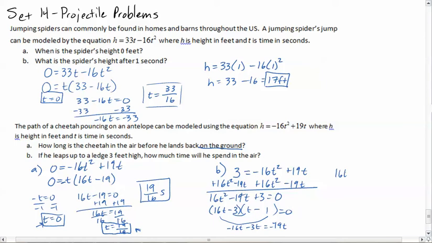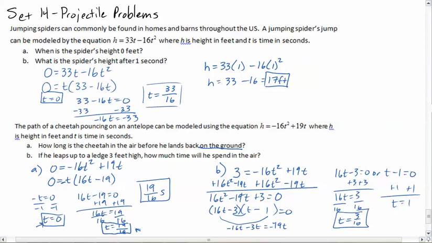So either 16t minus 3 equals 0, or t minus 1 equals 0. So either one of these will work. We'll add 3 to both sides. 16t equals 3, divide by 16, and you get t equals 3 over 16. Or add 1 to both sides, and we get t equals 1.